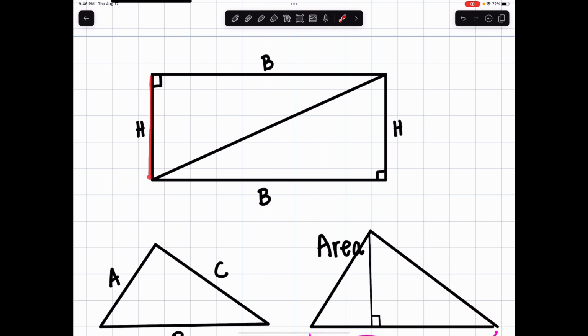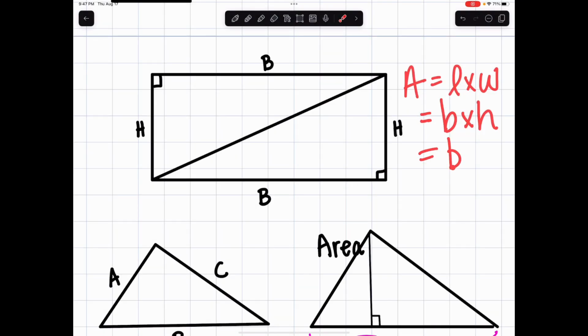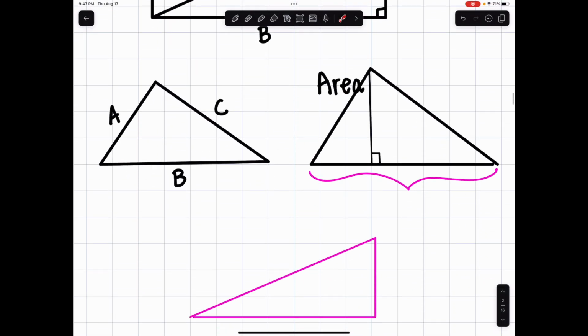Think about this as like a piece of paper. And what if you folded it right along that line? And if the area of the whole rectangle is the length times the width, in this case, that's going to be equal to the base times the height. Or I should just write BH. And if you want the area of half of that, or the area of a triangle, it's 1/2 the base times the height.